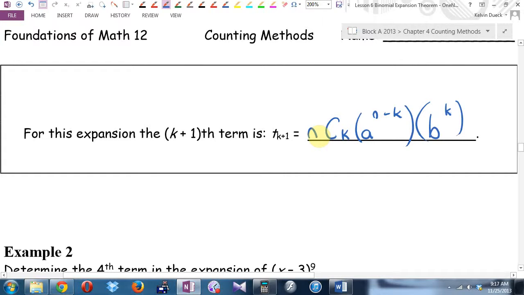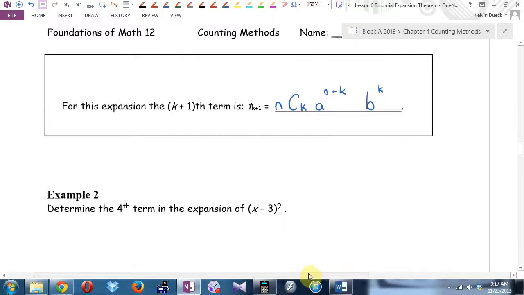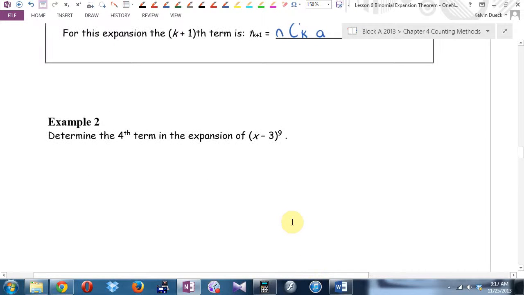So if you want to find a single term, term k plus 1 is equal to n choose k, a to the n minus k, b to the k. Although usually, I think on your formula sheet, I wrote it without the brackets because that looks less intimidating. Relax. Let me give you an example. It's much easier with an example.